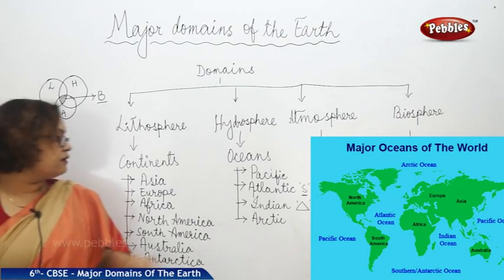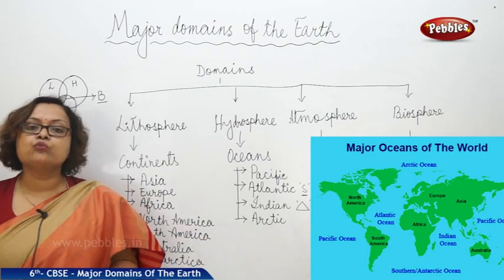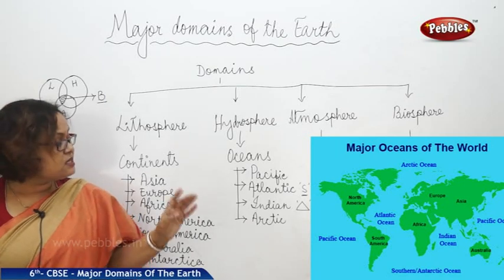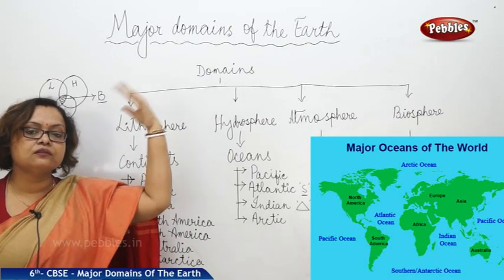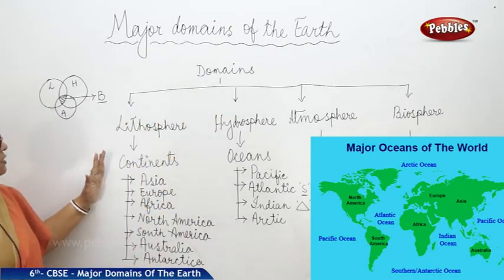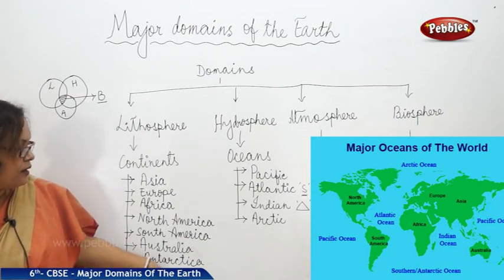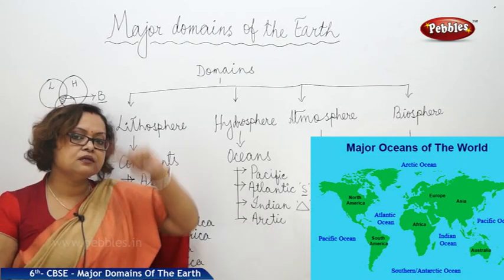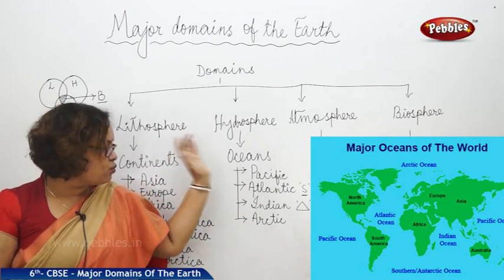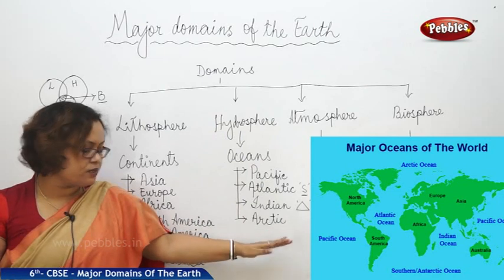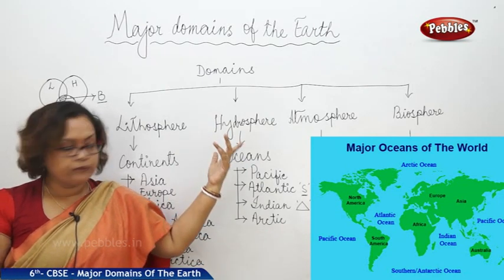Next, we are coming to the Arctic Ocean. The Arctic Ocean is almost frozen, and it is in the North Pole, on the northern side. When we discussed continents, we saw Antarctica is the southernmost one, and the Arctic Ocean is the northernmost ocean. It is situated in the North Pole.